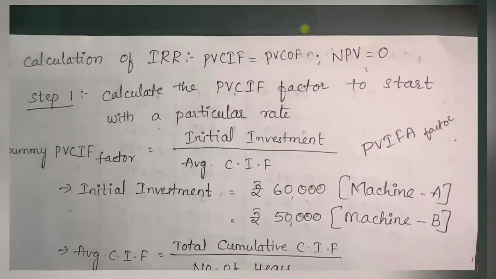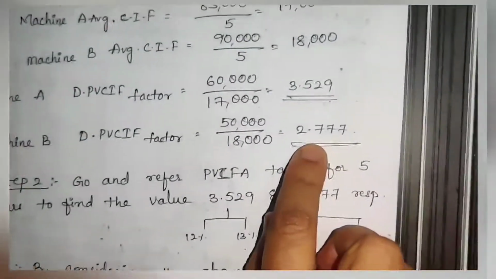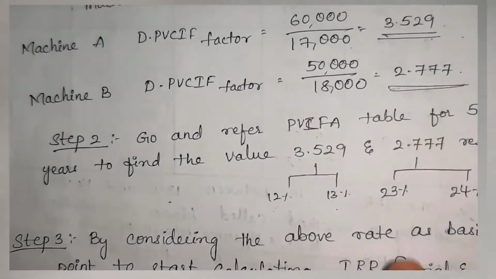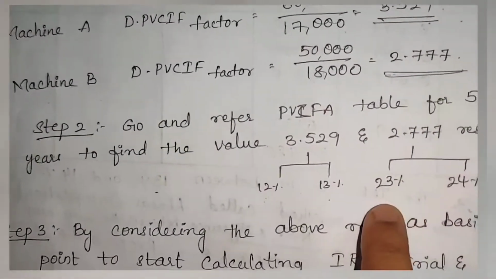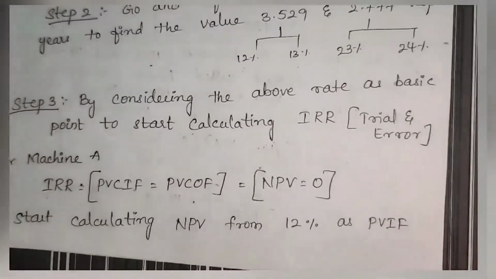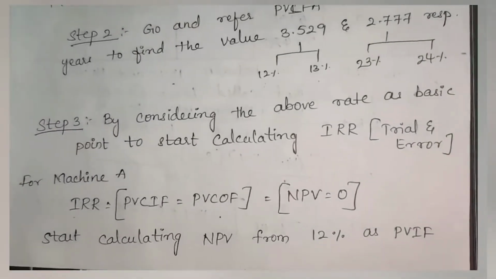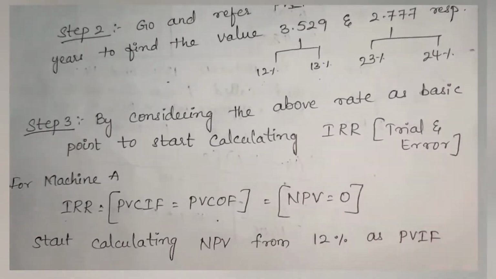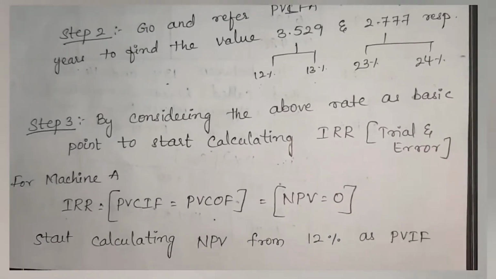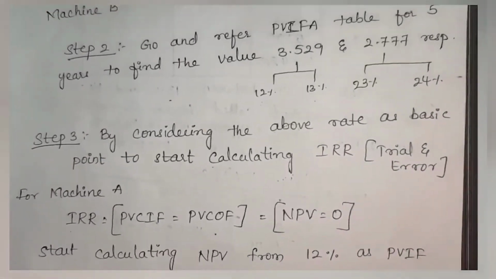In the same way, we have to repeat the process for machine B. We have to check the PVIFA table for 5 years, where we will get 2.777. So it was in between 23% and 24%. You can start off with 23 or 24% as a base, and whatever we have done for machine A, the same thing you can repeat for machine B. Okay, this is how we calculate the internal rate of return.